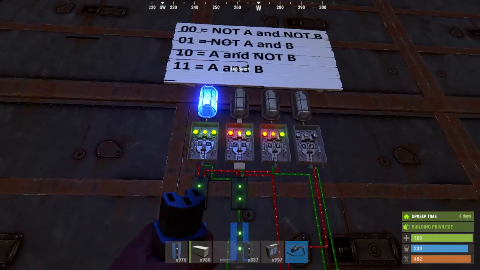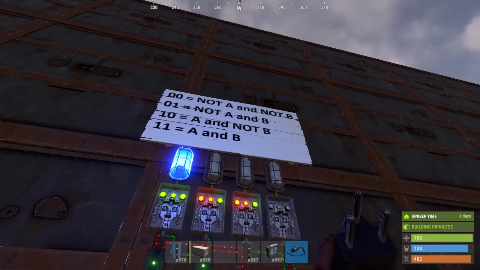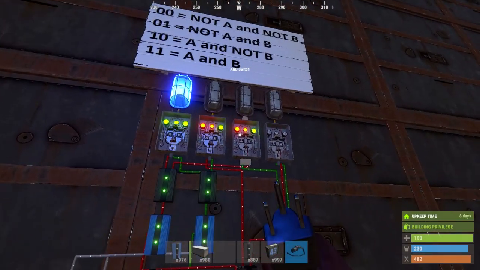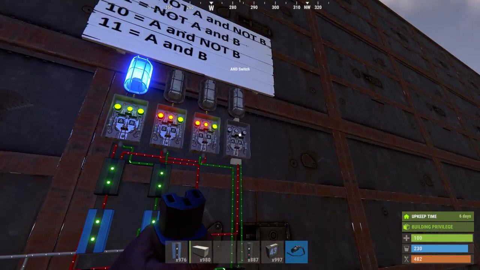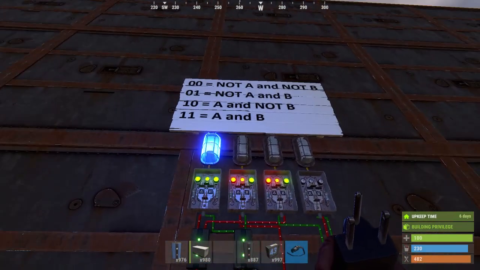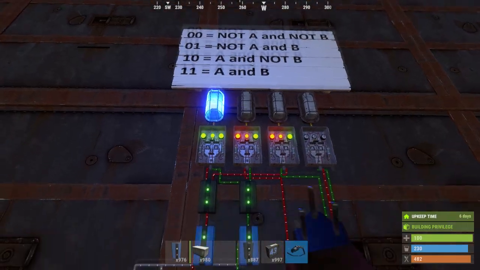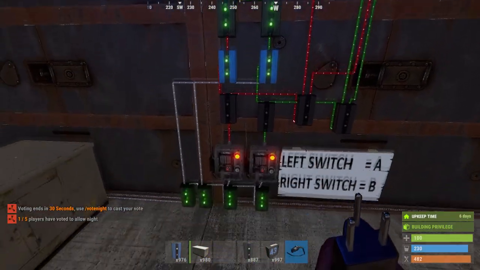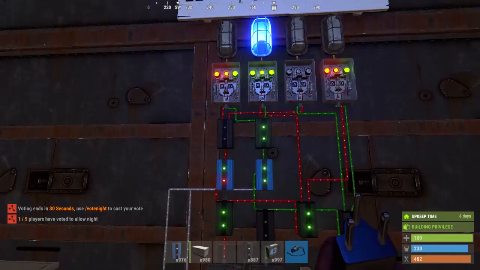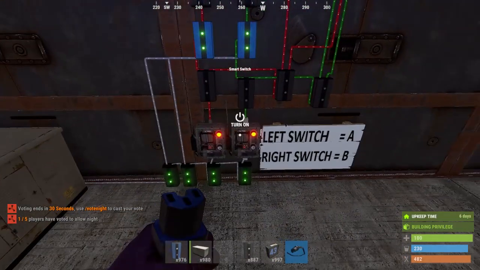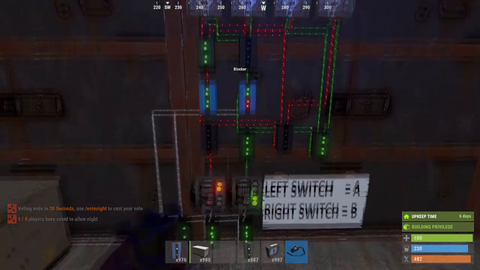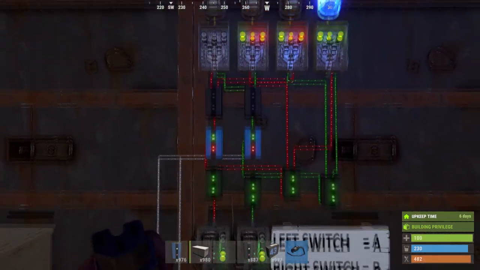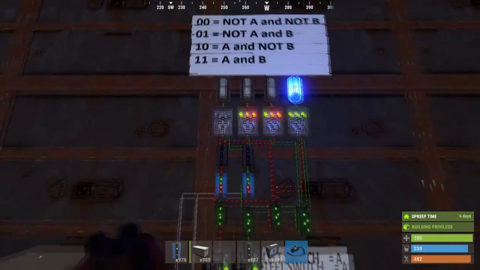Output 1 is not A and B. Output 2 is A and not B. And output 3 is A and B. Because these are AND switches, only one output can ever be powered at a time. When I flip the inputs, you can see that every binary combination selects exactly one output. That's a decoder.